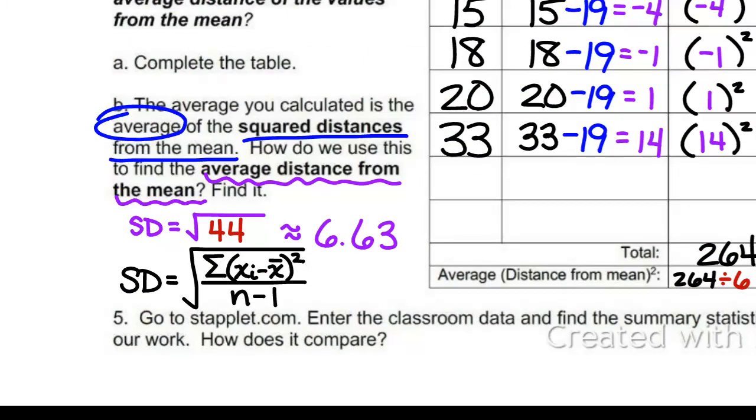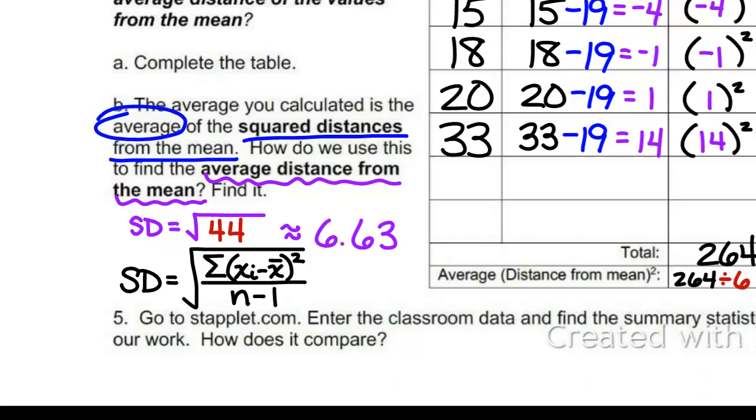All right. Number 5. Enter classroom data, find the summary statistics. We're not going to go to Staplets. I want you guys to pull out your graphing calculators. I'm going to show you how to get these summary statistics from your graphing calculators. So here's my graphing calculator. This should be showing what is up on your screen. All right. Summary statistics. Do you guys see where it says stat right here by the arrow keys? Hit that. That's where almost everything for this class is going to be located.